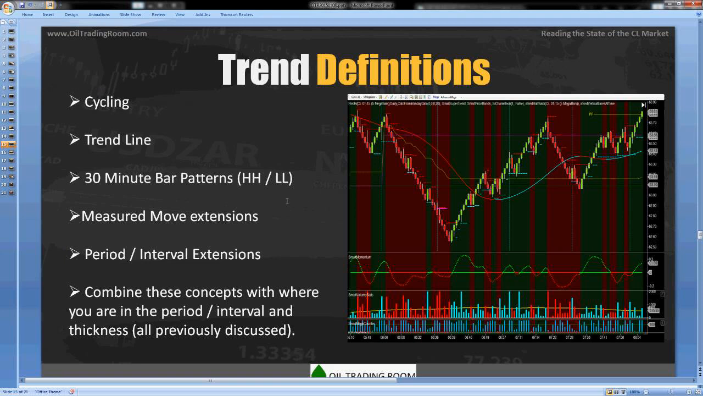And so we are aware of what those patterns are. We're not necessarily trading off of them, but we're looking for opportunity within them. Another thing I want to cover is measured move extensions.